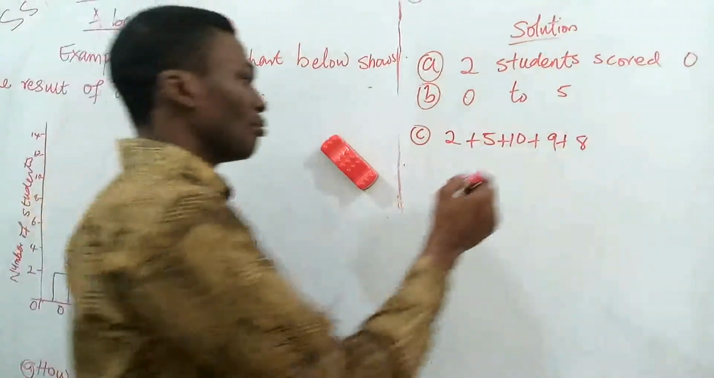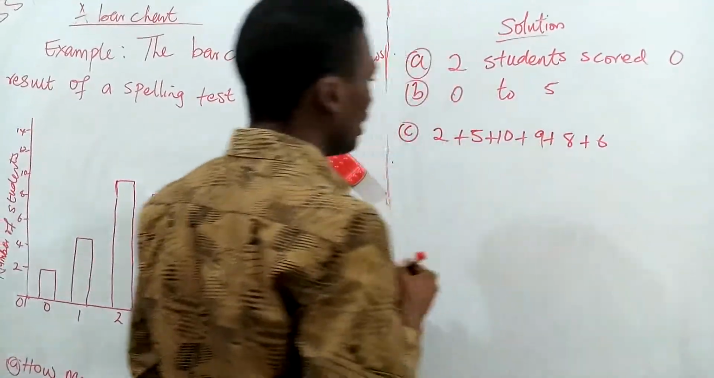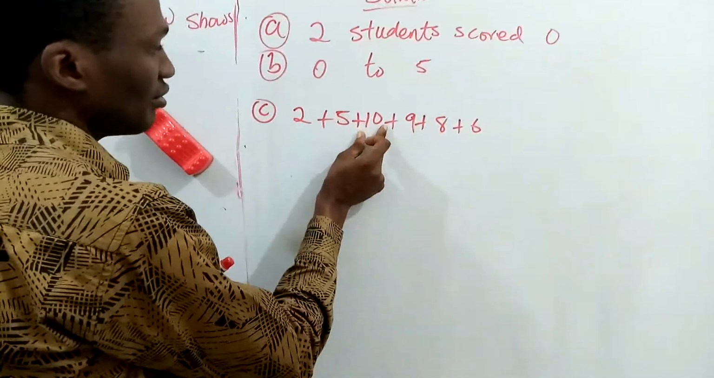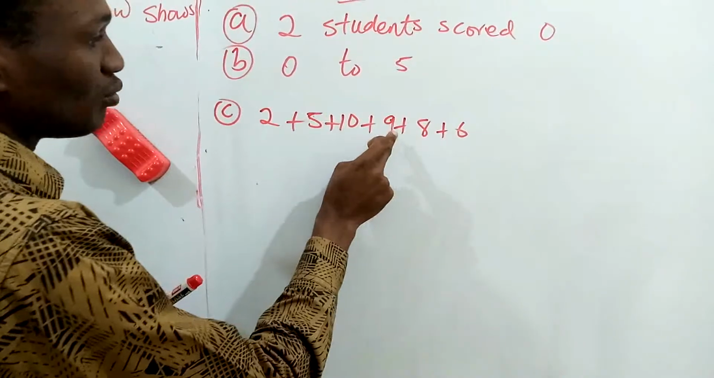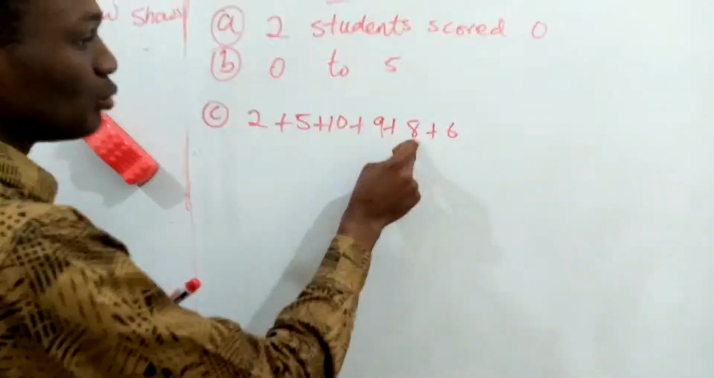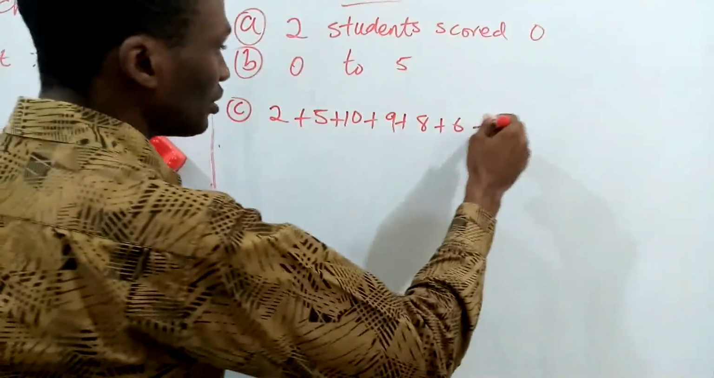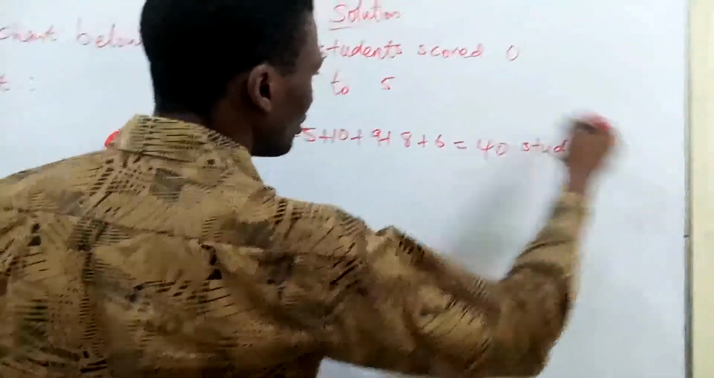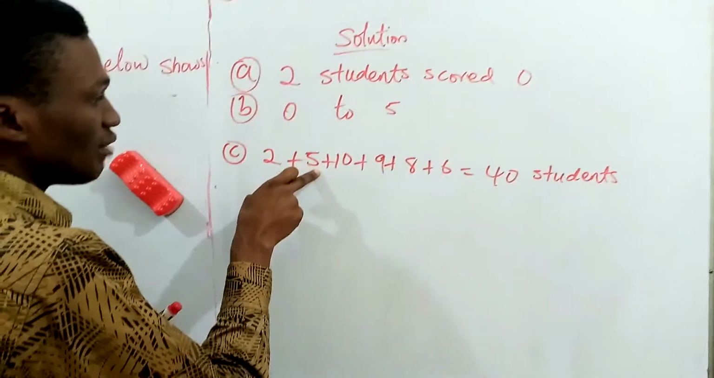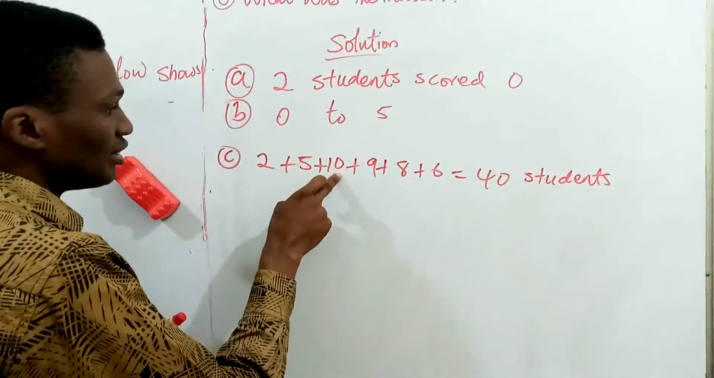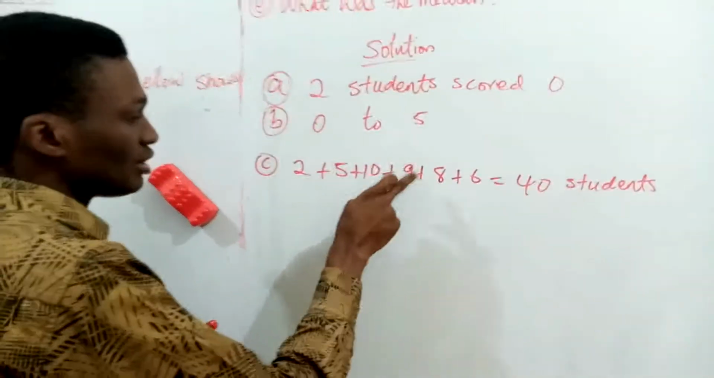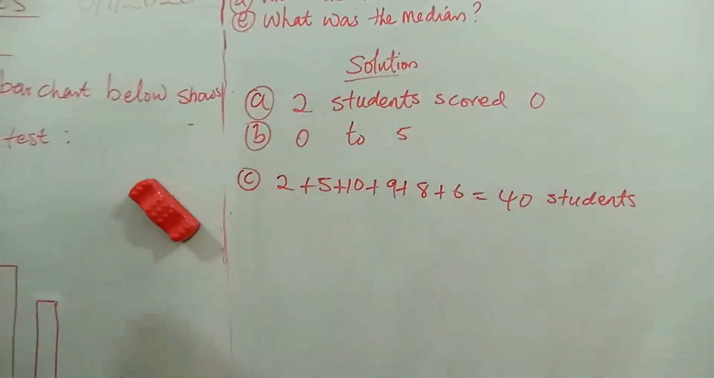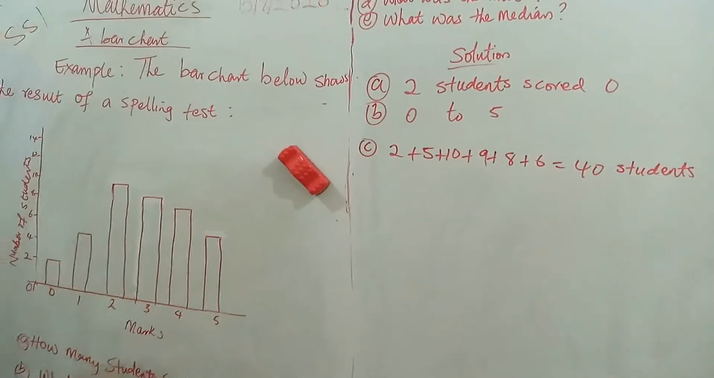You have plus 6. So we add 2 plus 5, we have 7. 7 plus 10, we have 17. 17 plus 9, we have 26. 26 plus 8, we have 34. And 34 plus 6, we have 40 students. So we have 40 students that wrote the test.